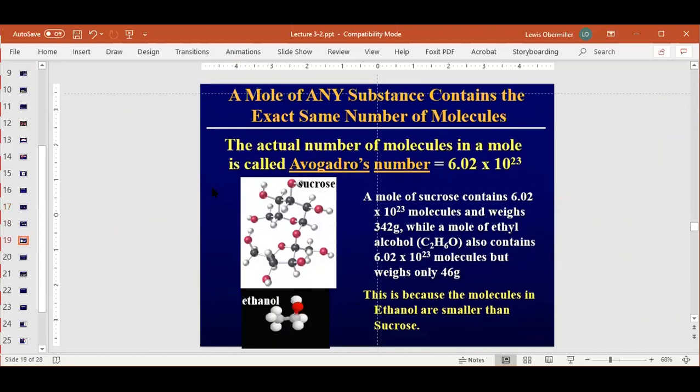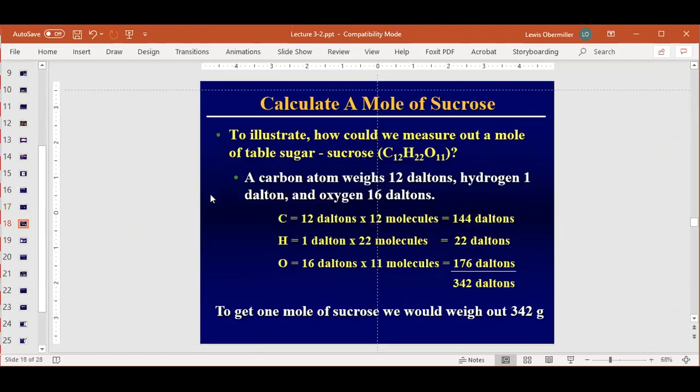And so we could check our work here. This is sucrose, but you guys could practice on this one. Glucose is 180 grams, so sucrose is different. Any questions about that?